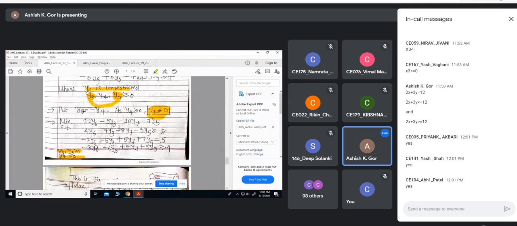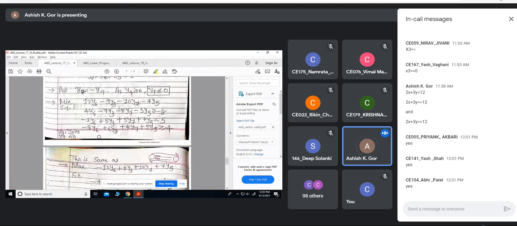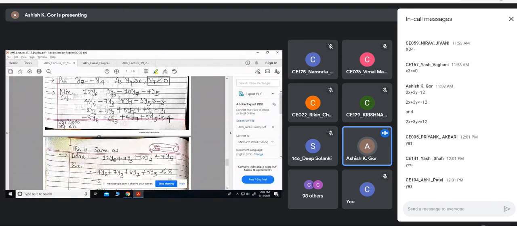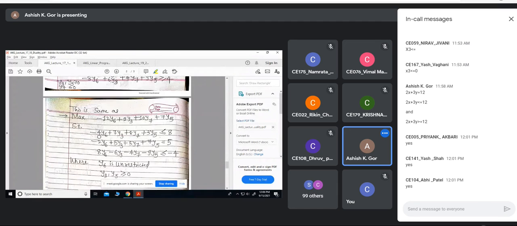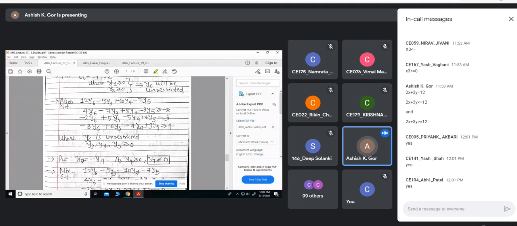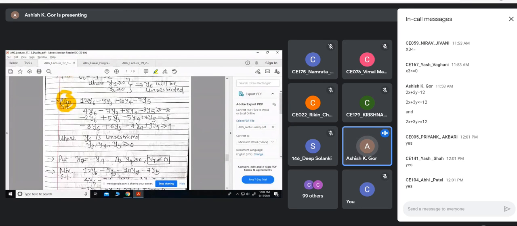Okay, so I reached the solution. Now I have to rewrite it as a maximization. So what I will do is change this minimization to a maximization problem by just changing the sign of the objective function. So minimization to maximization, change the sign. It will be minus 12y6 plus 9y3 minus 10y4 plus 7y5.